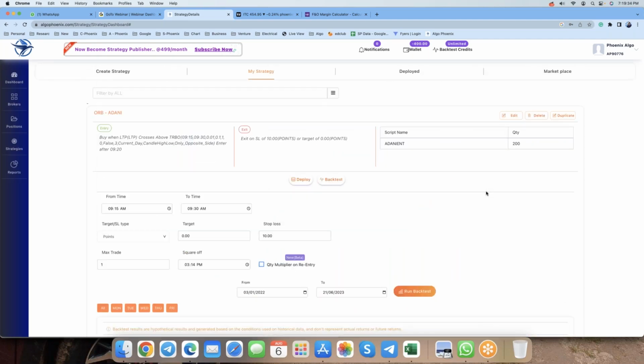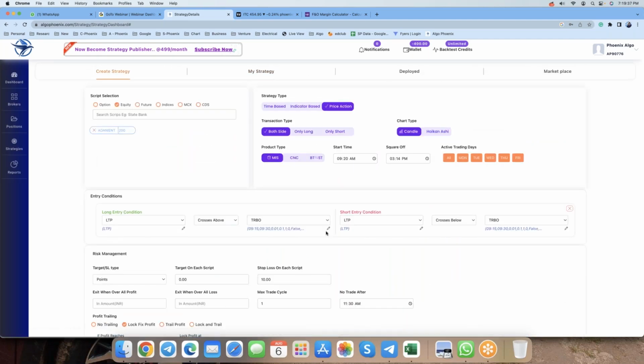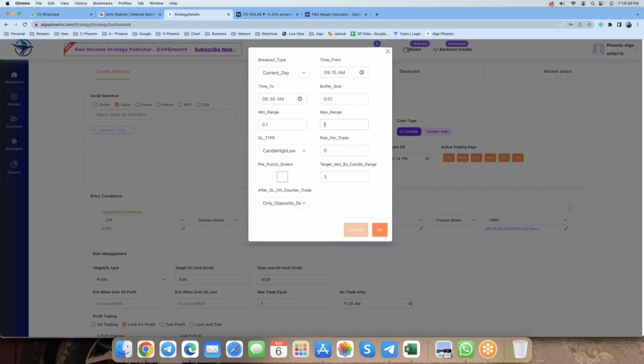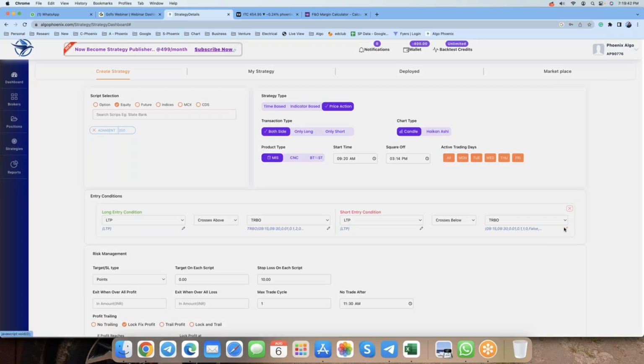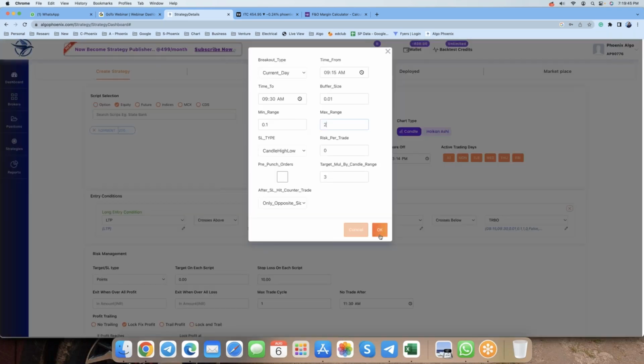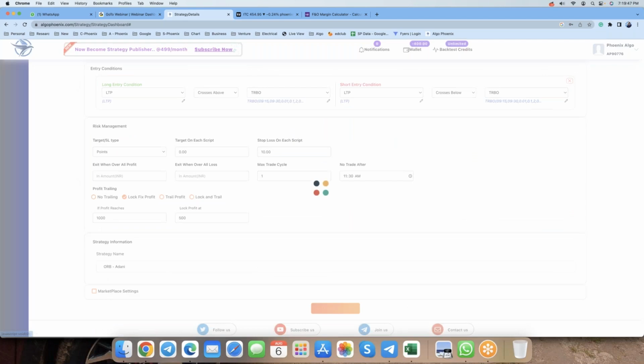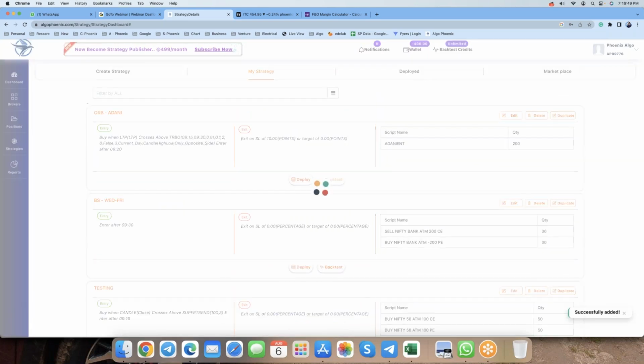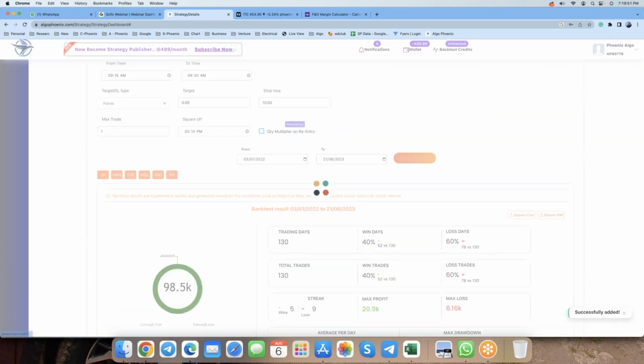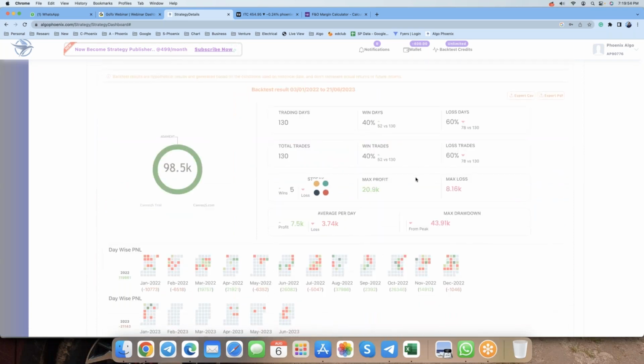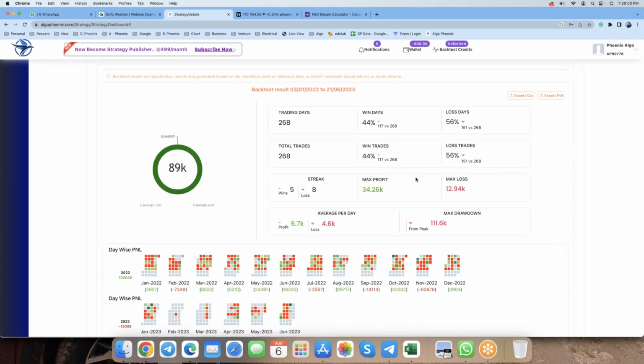So let me try changing the range. Instead of 1%, I'll keep it as 2%. I save, change this side also to 2%, and update the strategy. Okay, now if I run this, the 98k profit should change. It's not giving any much results. The profit is going down.